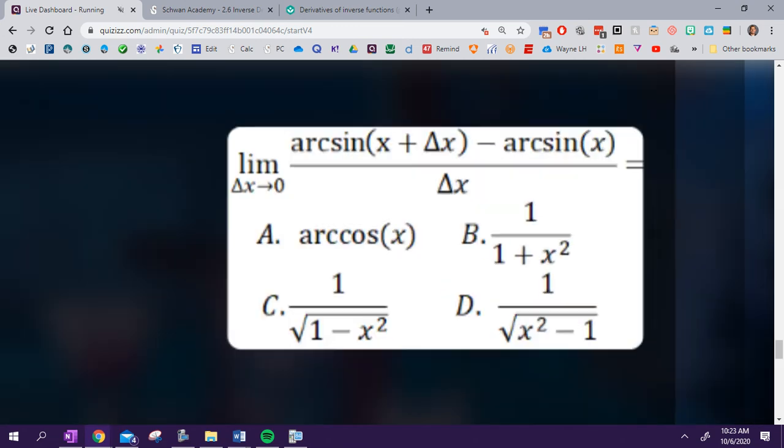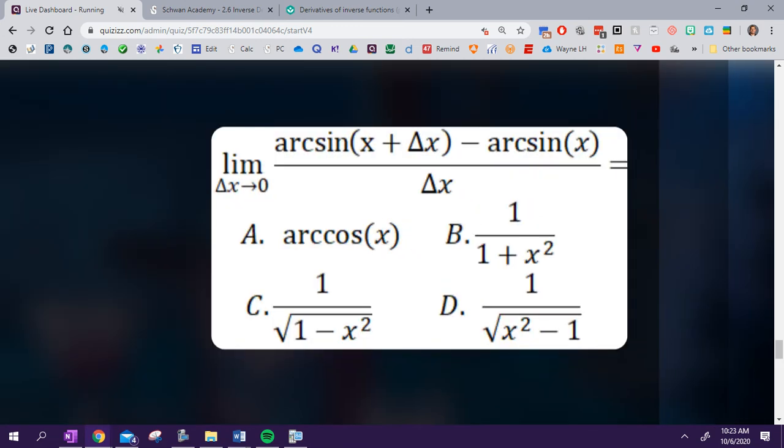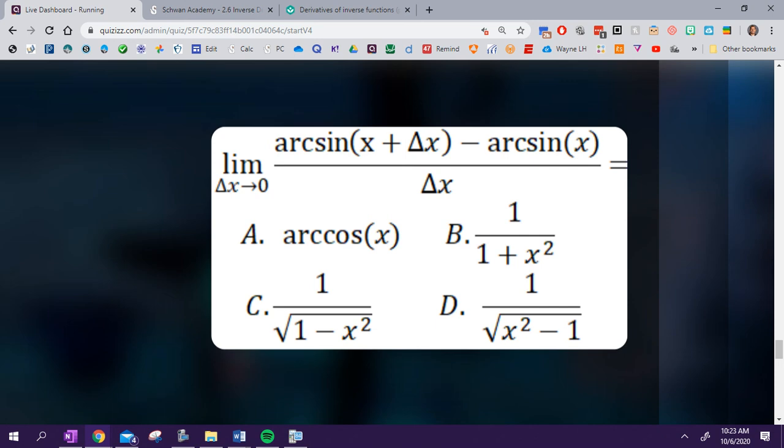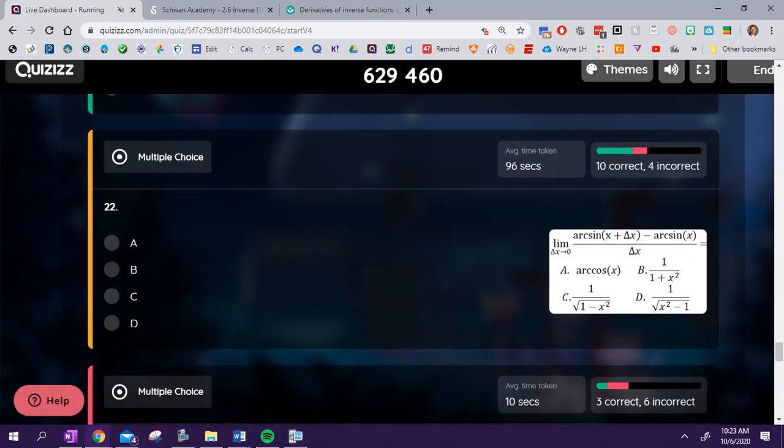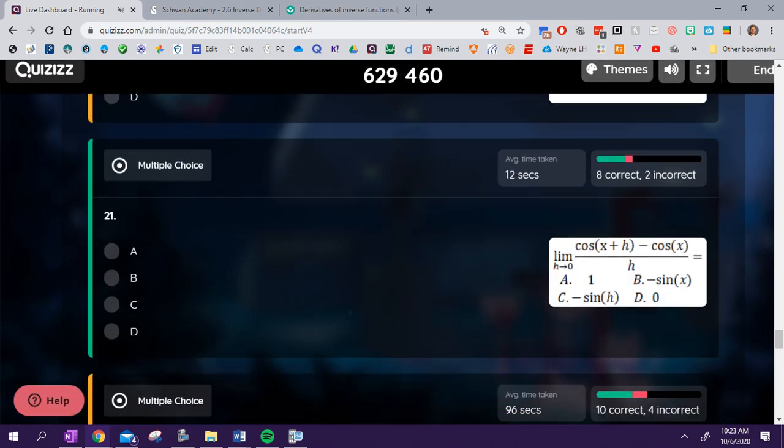This one I know is a little bit weird, but in general, think of delta x like h. What are you taking the derivative of? Arc sine. The derivative of arc sine is 1 over the square root of 1 minus x squared. The answer is C. That is just a disguised derivative of arc sine. You need to know the derivative of arc sine. That's basically taking two of our problems and putting them together.